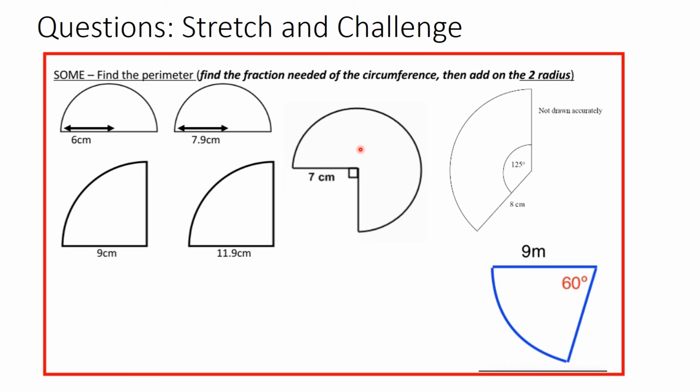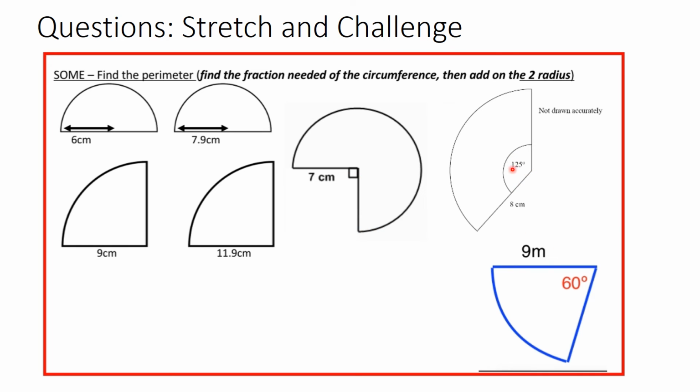This one here, you've got 3/4 of a circle. So you'd work out the circumference, divide it by 4, times it by 3, and that will tell you what 3/4 is. Dividing by 4 tells you 1/4, timesing that by 3 tells you 3/4. Then you need to add on 2 radiuses here.